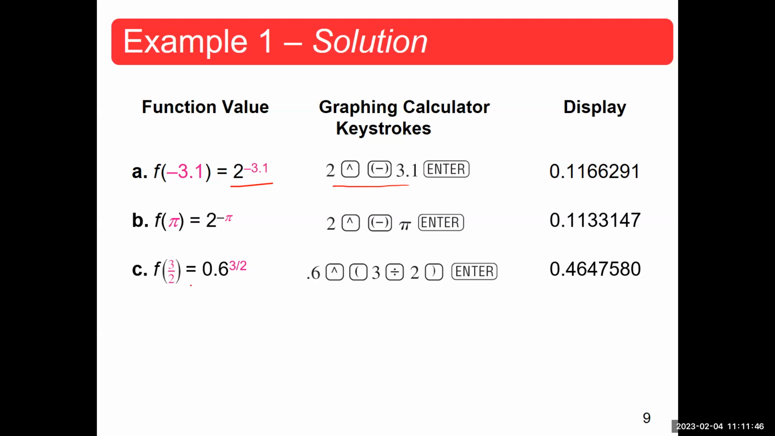Now you have 0.6 to the power 3 over 2. Right here, when they said 0.6 to power, we use parentheses. So this way we have to do this operation first. 3 divided by 2 is going to be 1.5. Then we say 0.6 to power 1.5.